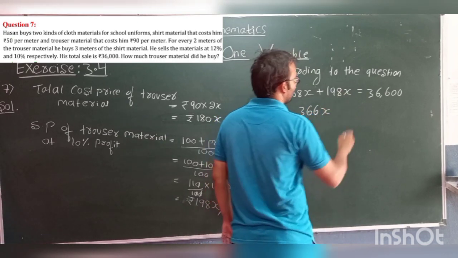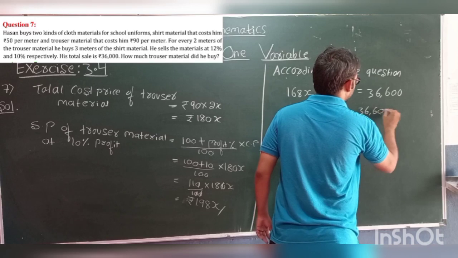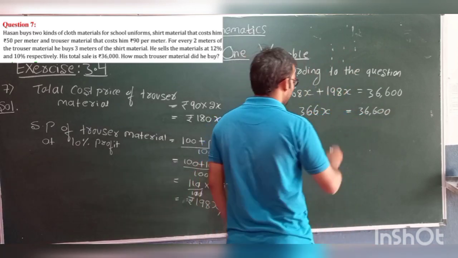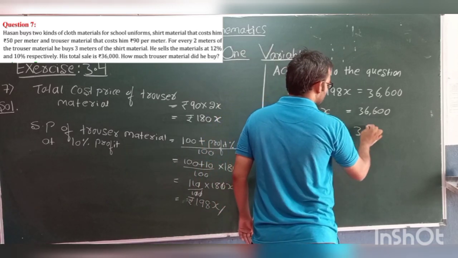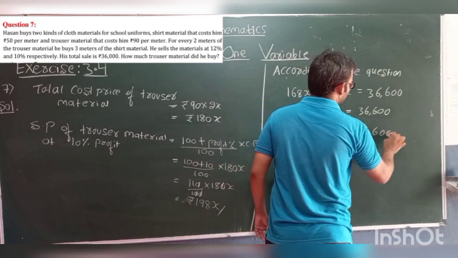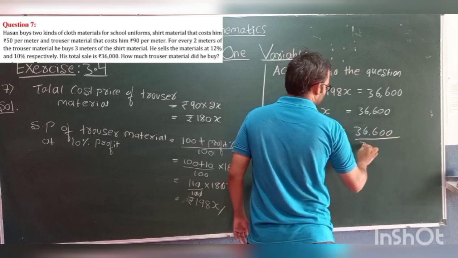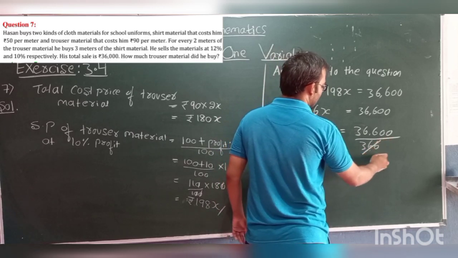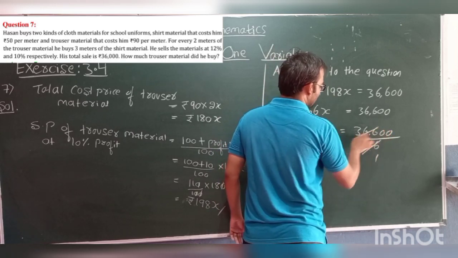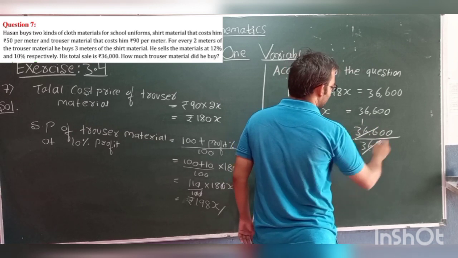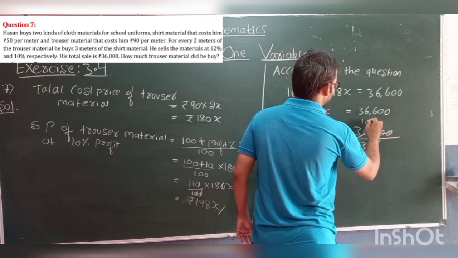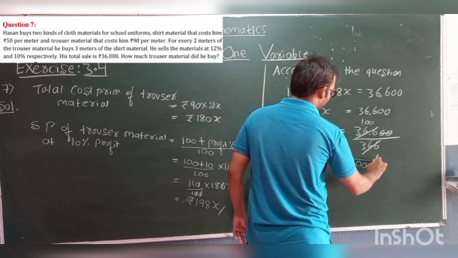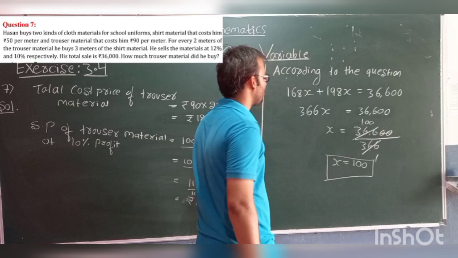Okay, so here 168x plus 198x is how much? 366x equals 36,600. Okay, so now you transpose 366 towards the right side. So x equals 36,600 divided by 366. So here you can cancel 366 and 366. You can cancel 0 here and right here. Okay, so x is equal to 100. So what value of x have we got, students? Here x is equal to 100.